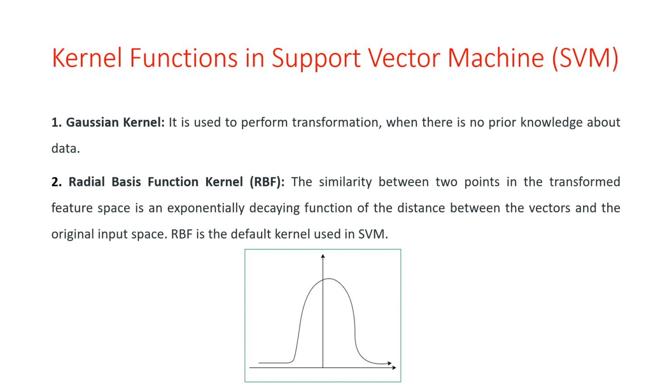The second type is the radial basis function kernel. This is the default kernel used in the SVM. Here the similarity between the 2 points in the transformed feature space is an exponential decaying function of the distance between the vectors in the original input space. RBF is the default kernel used in the SVM. It is the same as the Gaussian kernel function, adding the radial basis function method to improve the transformation.